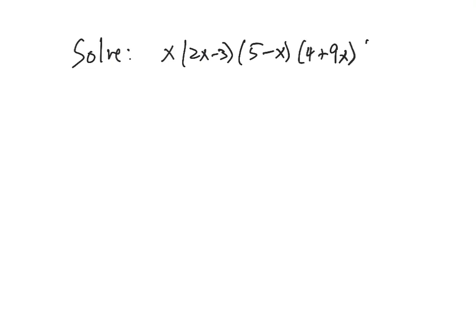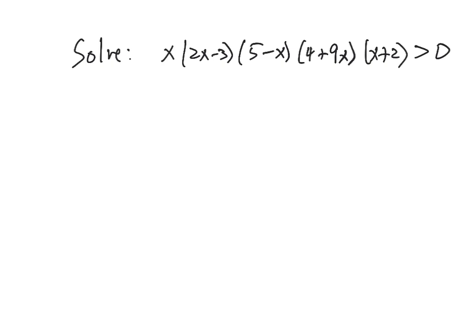So, solve x times 2x minus 3 times 5 minus x times 4 plus 9x times x plus 2. We want that to be strictly positive. Okay, what a mess. How in the world can we solve it?